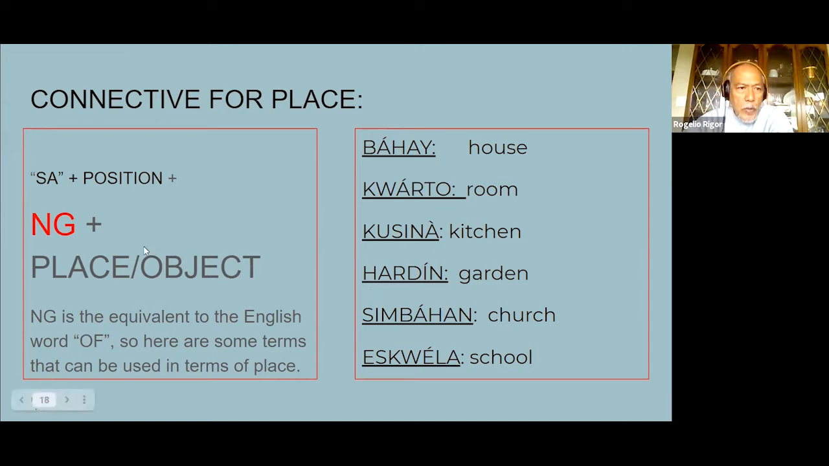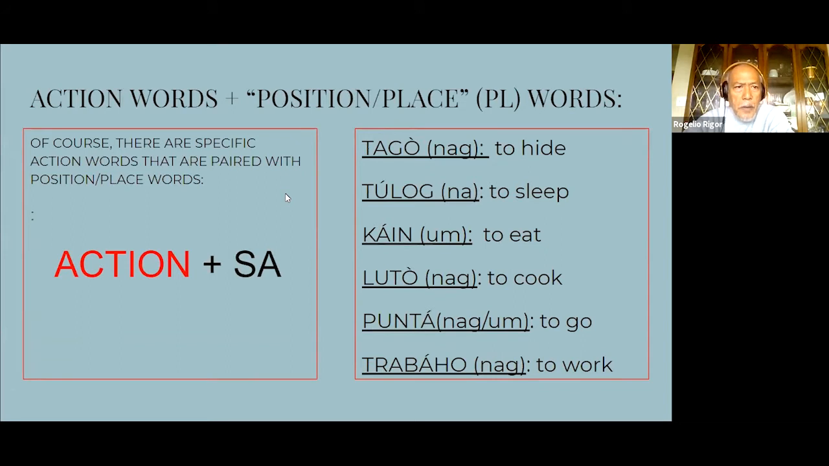Okay, so when you say "sa loob ng kusina," you see, you have the position and the place. You have your list there so that you remember them. And so there are, of course, specific action words that are paired with position, right? And most of these action words are the more common ones. So go ahead and just read the root words.